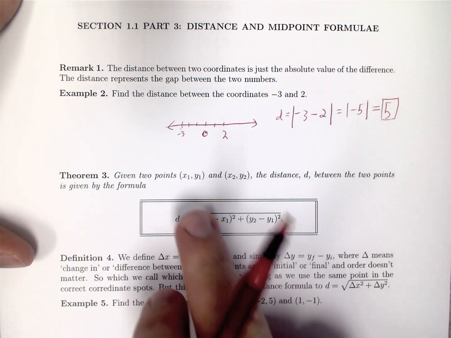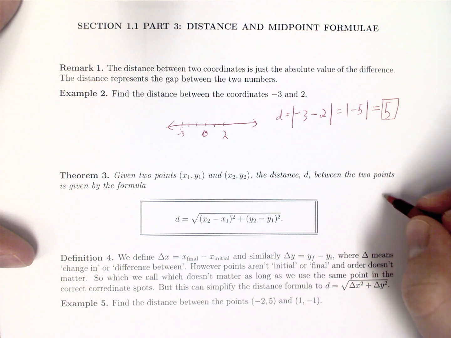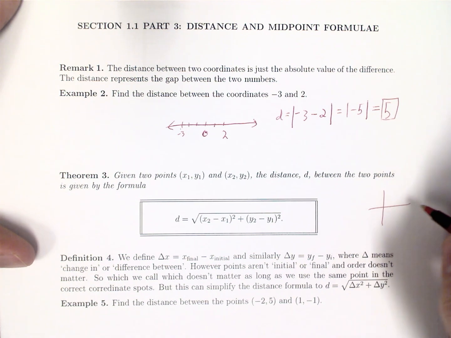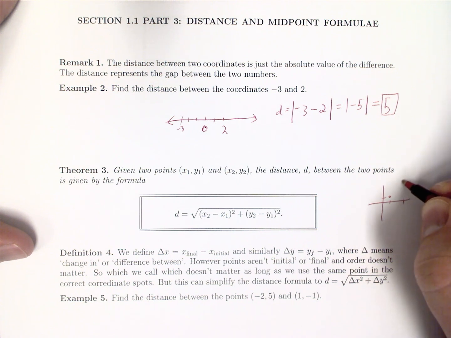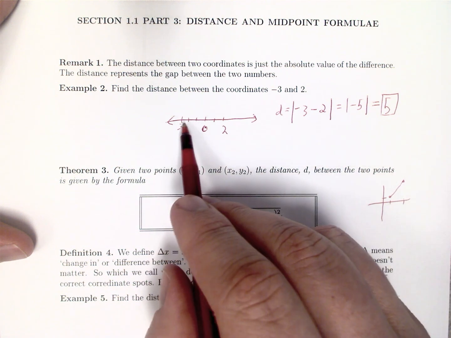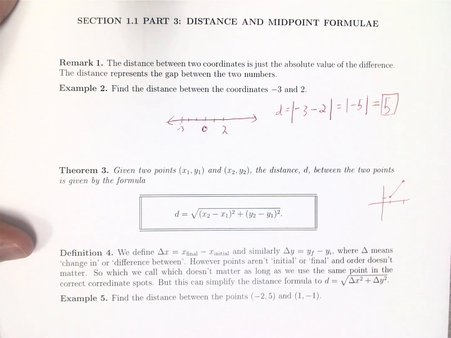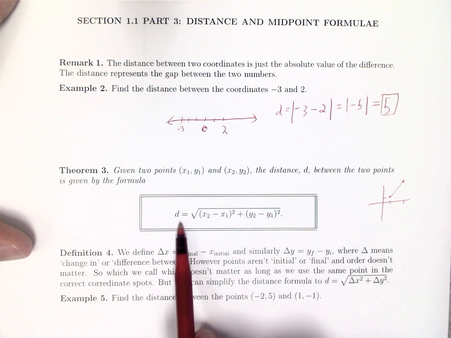But with two full points, we could have something that looks like this and this. And we're still trying to see how far it is between these two, but it's not as easy as just seeing the individual units. So what can we do? Well, we can use this formula.